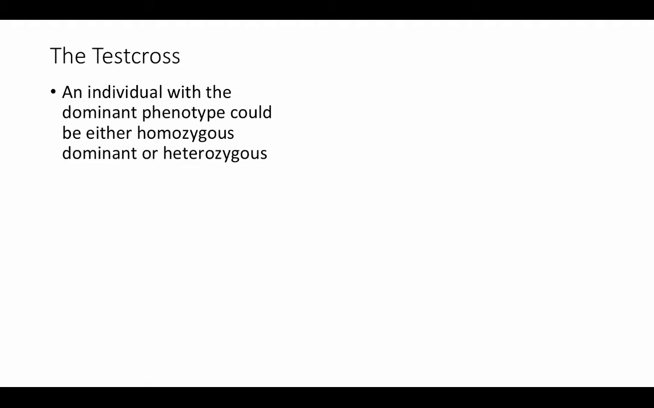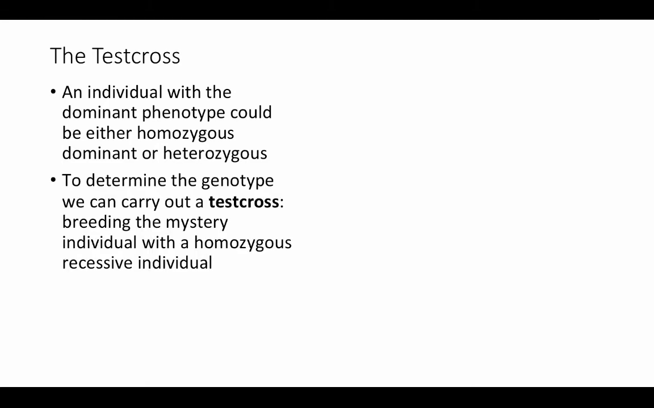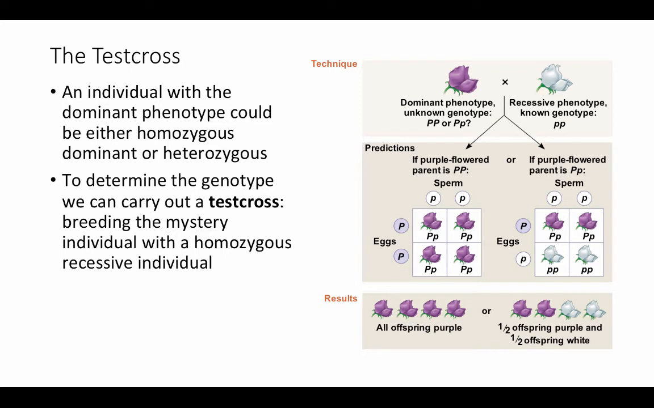To do this, we use a technique called the test cross, and it's very simple. To determine the genotype, all we have to do is breed that mystery individual with the dominant phenotype with an individual with the recessive phenotype, because you know the genotype of that individual. It has to be homozygous recessive to be able to express that recessive phenotype. So here's what it looks like. We've got a dominant phenotype of unknown genotype, and you cross it with your homozygous recessive type, in this case the white flower. And so there are 2 possible outcomes.